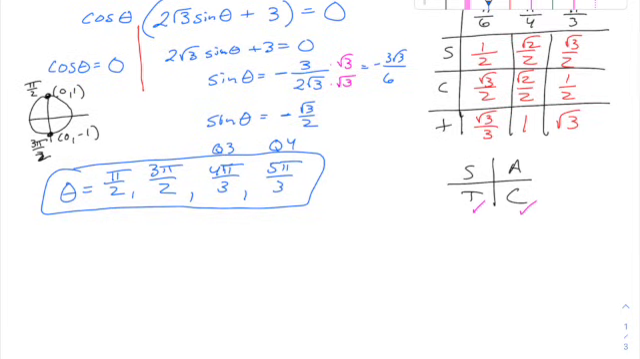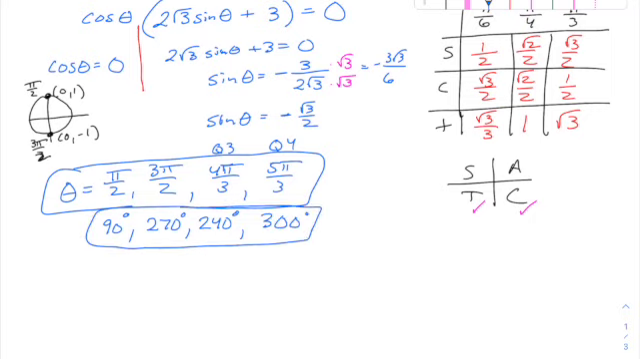Degrees, you can either convert those or just know them. Maybe they're so familiar by now. That's 90 degrees, 270 degrees. 4 pi over 3, like we said, is 180 plus 60 degrees, 240. Or convert by doing 4/3 times 180. 5 pi over 3 is 5/3 times 180, or 360 minus that reference angle 60, 300 degrees. Okay, so there's our answers in radians and degrees to number 1.